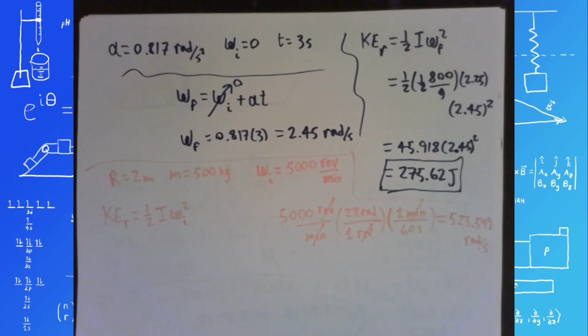And then for the moment of inertia, they didn't really tell us the exact shape, but given the description of a rotating flywheel, I'm going to assume it's in the shape of a disk.